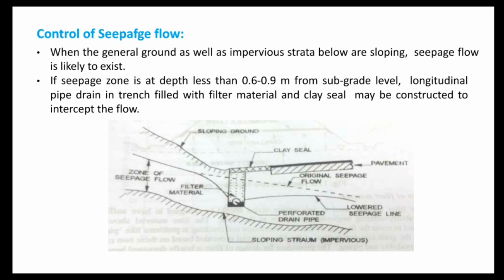So in this case, if there is no provision of the filter material and the perforated pipe, the seepage line would come in direct contact with the pavement material, thus causing instability to the pavement materials. So in this case, the addition of the filter material and the drain pipes leads to the lowering down of the seepage line, thus maintaining the stability to the subgrade and the pavement surfaces.